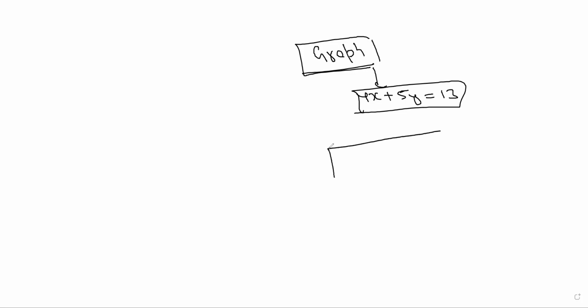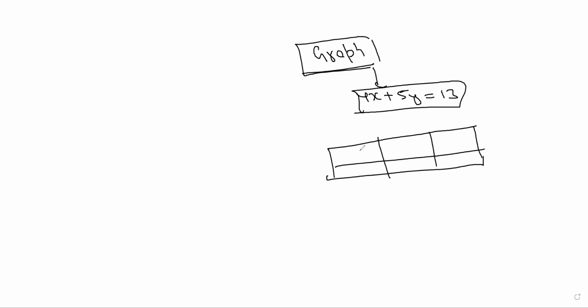How to draw the graph whenever it comes in front of you? Let's suppose they have given you the equation 4x plus 5y is equal to 13, and they're telling you to draw the graph of this equation. Understand one point very clearly: to draw the graph, you need exactly 2 points. So how are you going to calculate that?